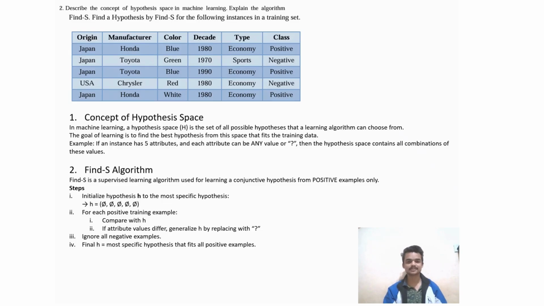Describe the concept of hypothesis space in machine learning. Explain the algorithm Find-S. Find a hypothesis using Find-S for the following. This is the given table.